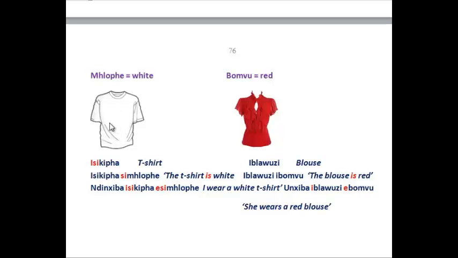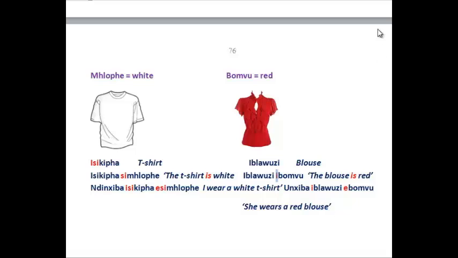Right, in the next sequence of pictures, we look at a t-shirt, isikipa, and a blouse, iblausi, and the relevant colors here are mhlophe, white, and bomvu, red. So isikipa, and take note of the role played by the isi. Isikipa simhlophe, and ndinxiba isikipa esimhlophe. So the t-shirt is white, and I wear a white t-shirt. Iblausi ibomvu. The blouse is red.